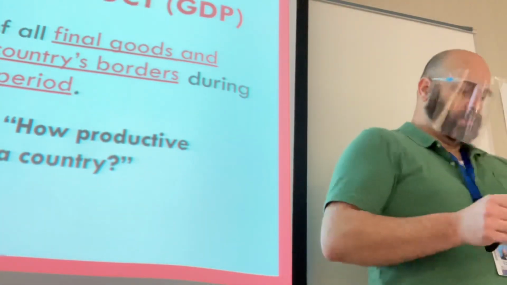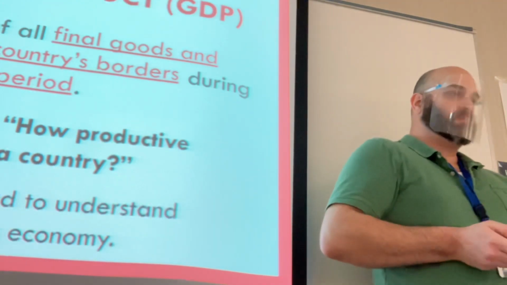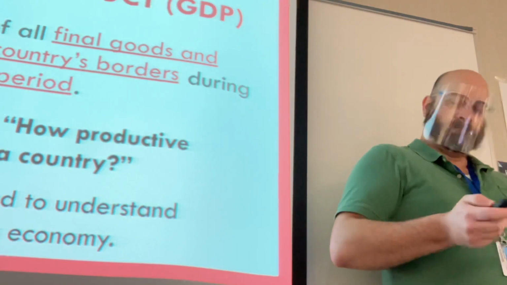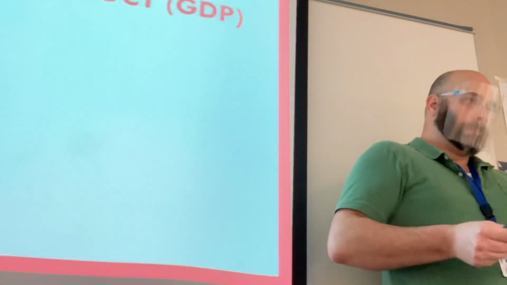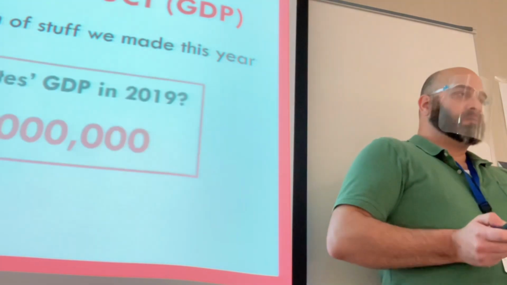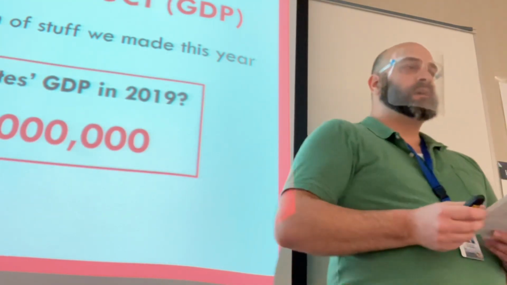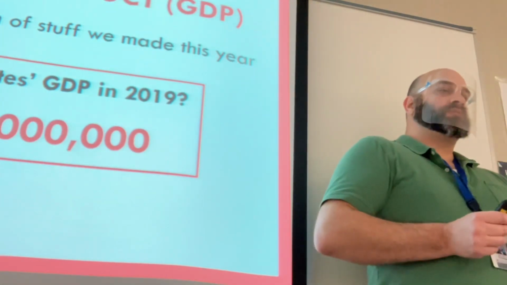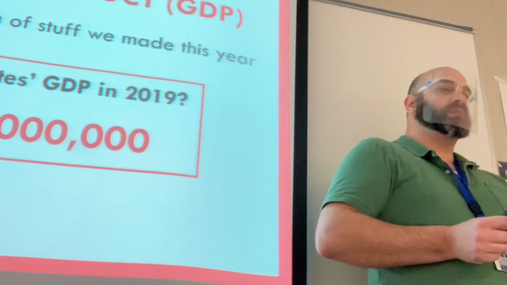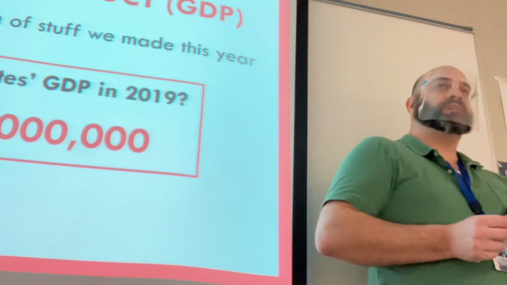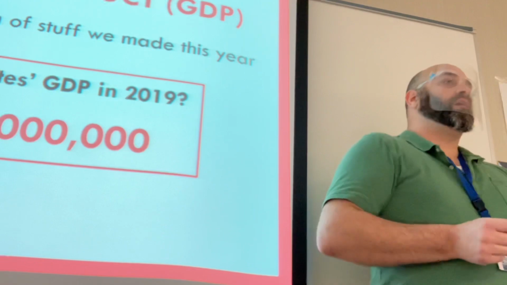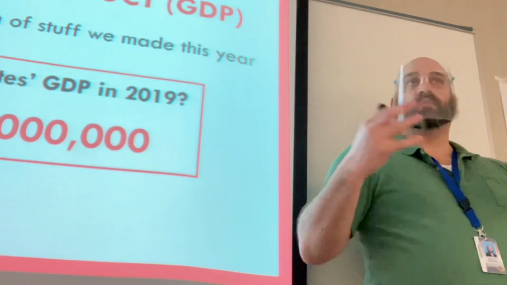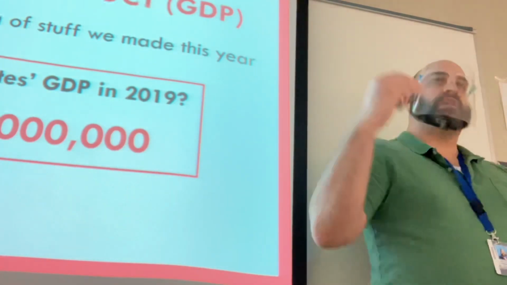Great question. All right. So GDP is a primary indicator used to understand the health of a country's economy. Gross domestic product is how much money's worth of stuff we made this year. In the United States, our gross domestic product in 2019 was $21,427,100,000,000. And the United States has by far the largest economy in the world. So we kind of drive the global economy.